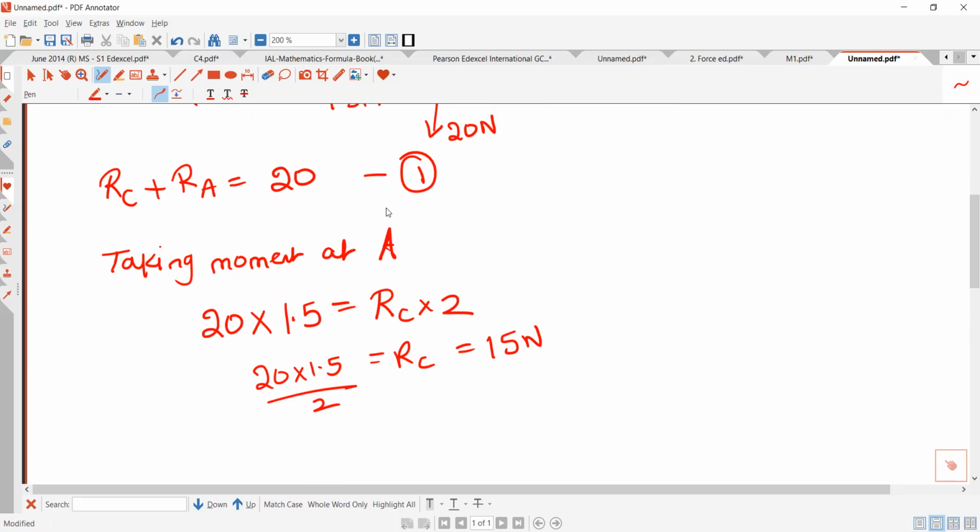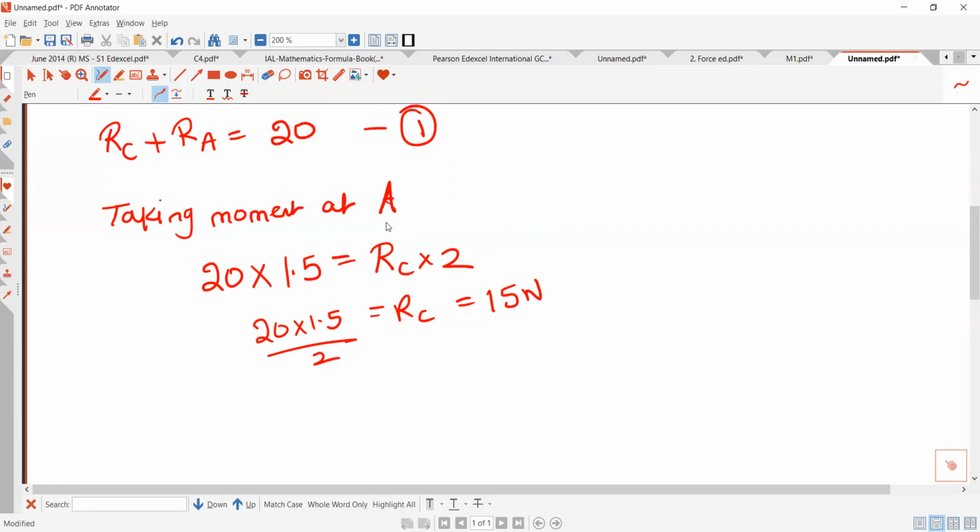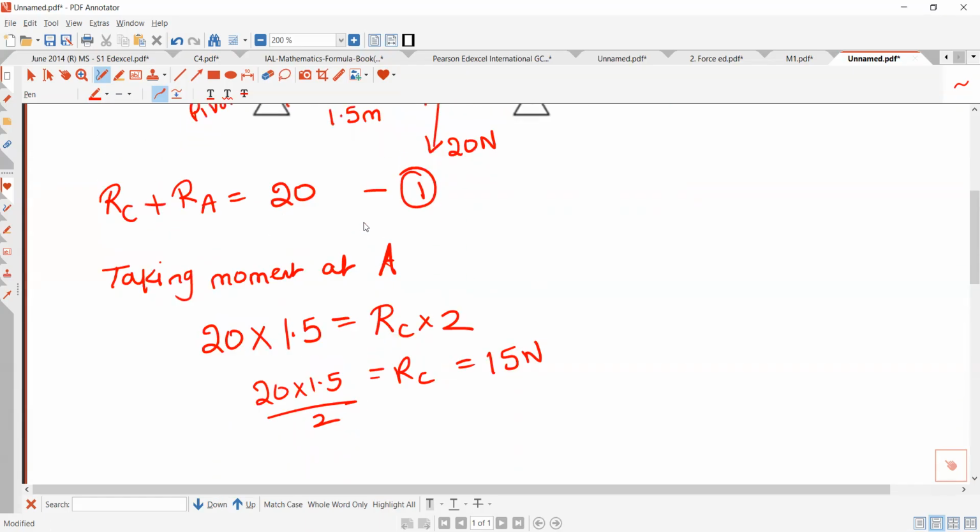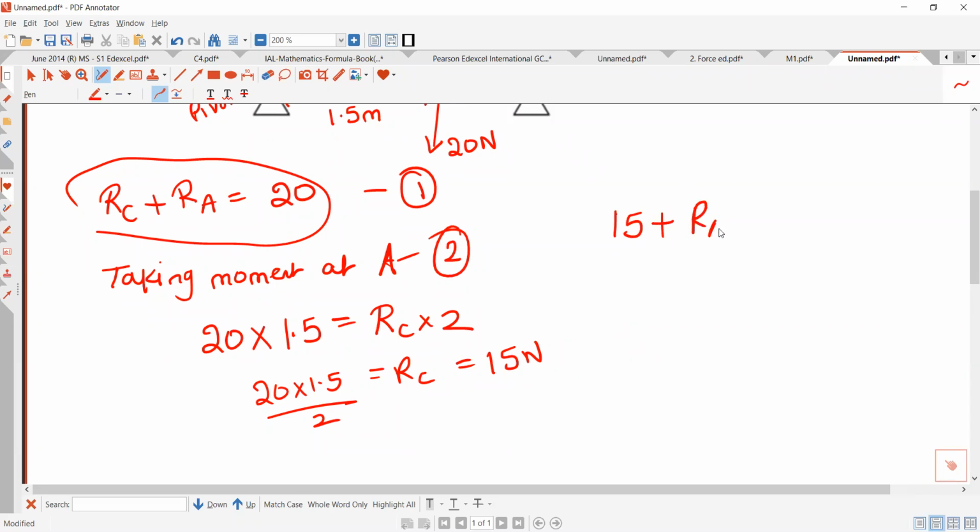Everyone understood? Okay. So you know your RC, so you know this equation now is left. Okay, the recording got cancelled. Now, this is your equation number 2. So you have 15 Newton plus 15 Newton plus RA is equal to 20. So RA কত পাচ্ছে? 5 Newton only. You see, it got divided among itself.